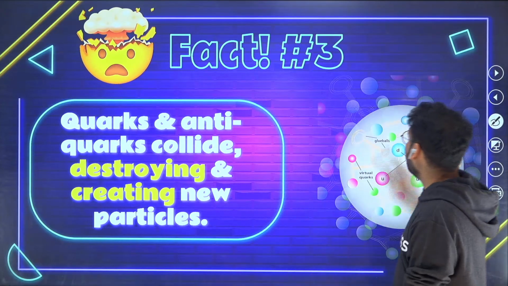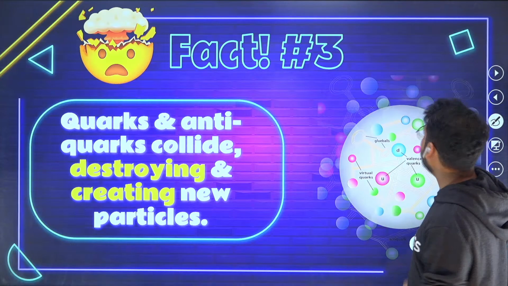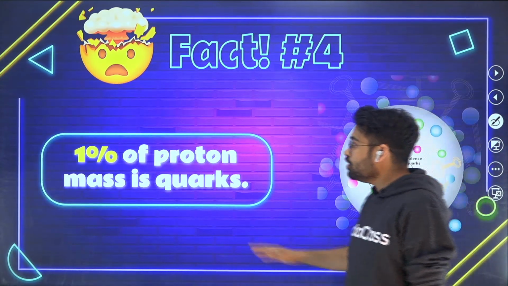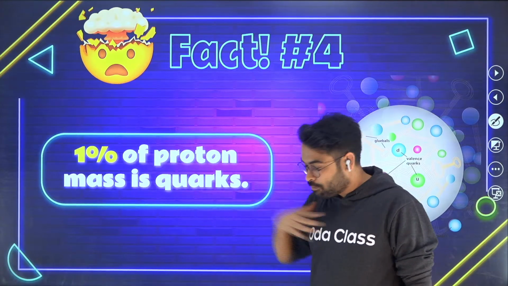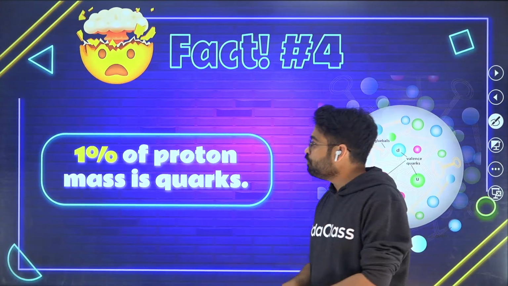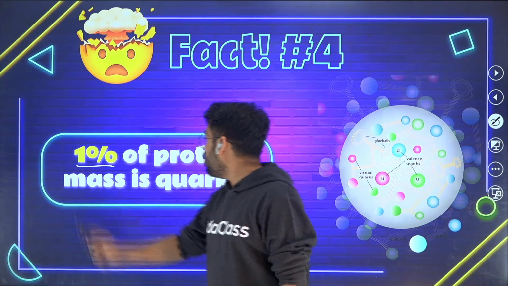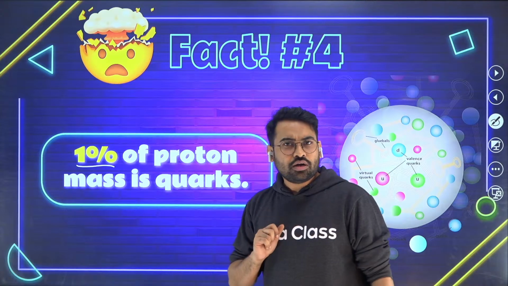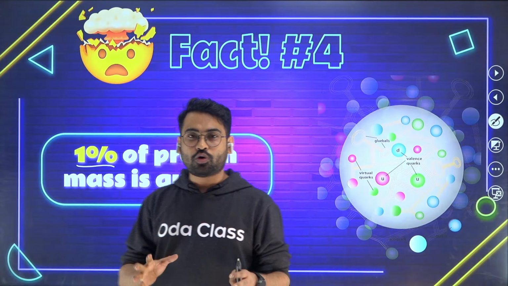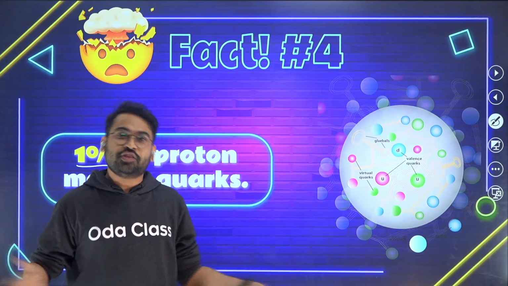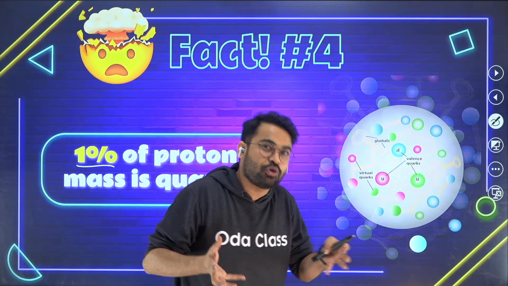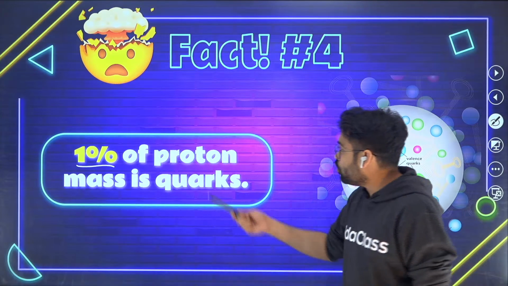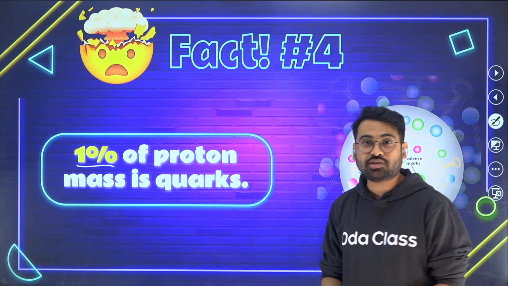Right. Okay, let's move towards our fun fact number four. And fun fact number four says that only, this is like my best, I love this fact, that only 1% of the proton mass is quarks. You will say, sir, you just told us that protons have so many quarks, then obviously the mass of the proton should be of the quarks itself. Now, why is it that only 1% of the proton mass is quarks?